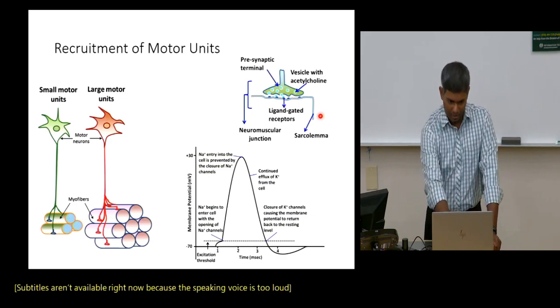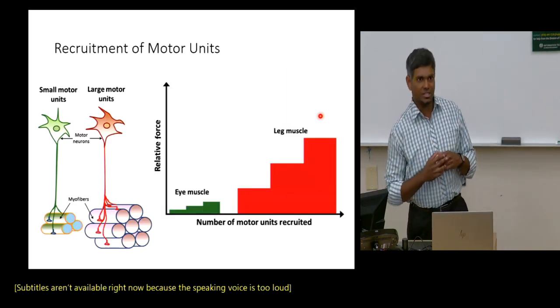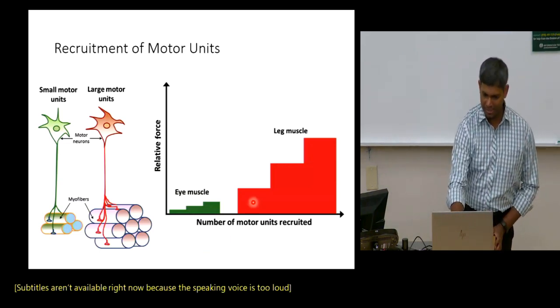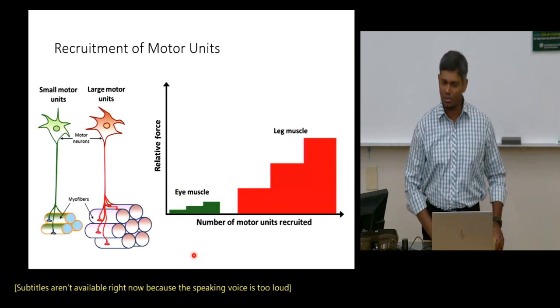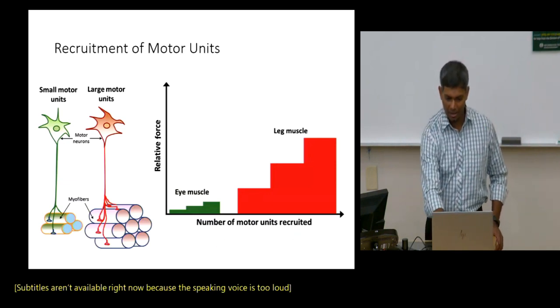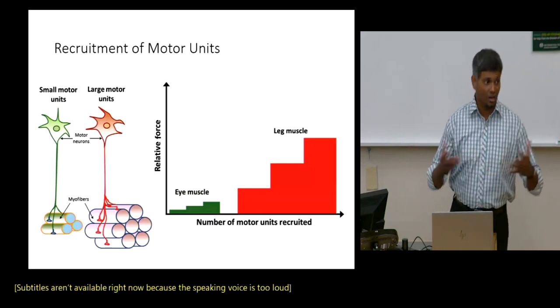So we find that organs in the body where you have these small motor units would be like the eye muscles, where you have very fine movement and also quick movement, whereas in the larger muscles like the legs, you have very large motor units.